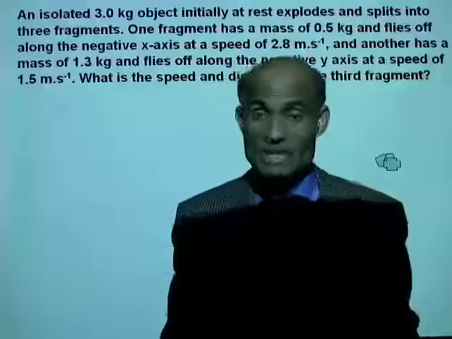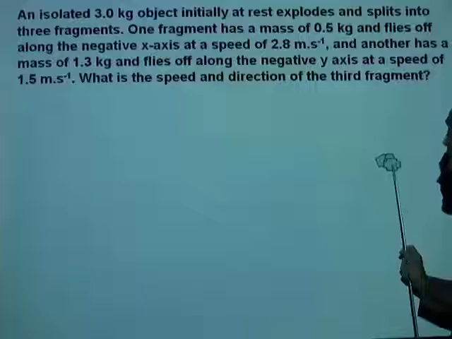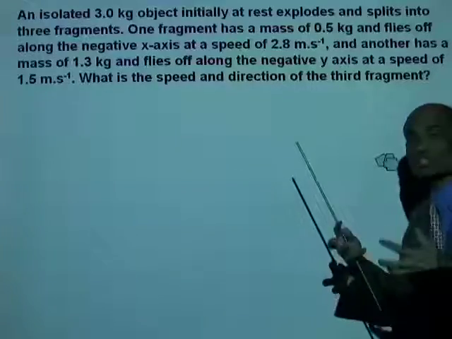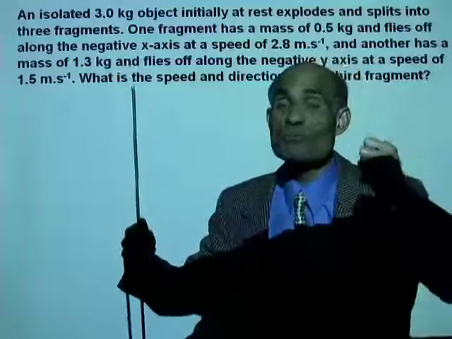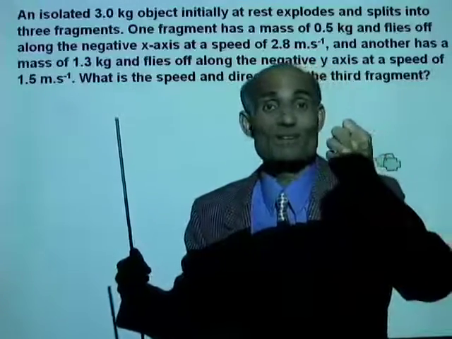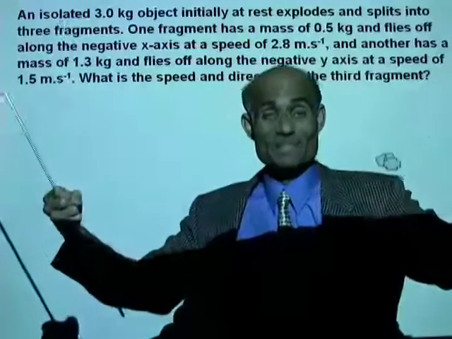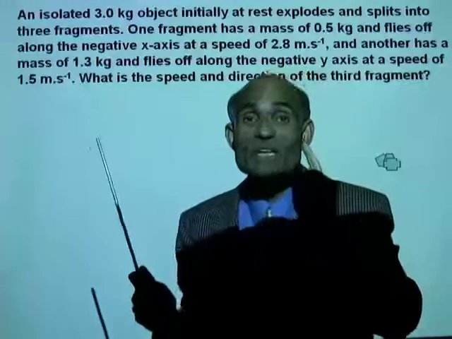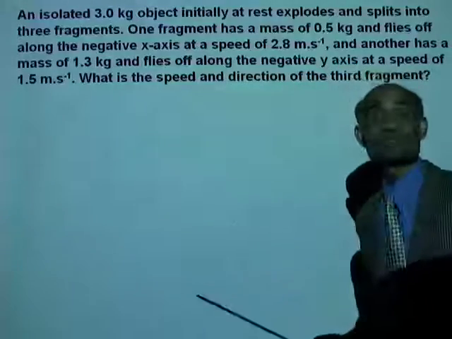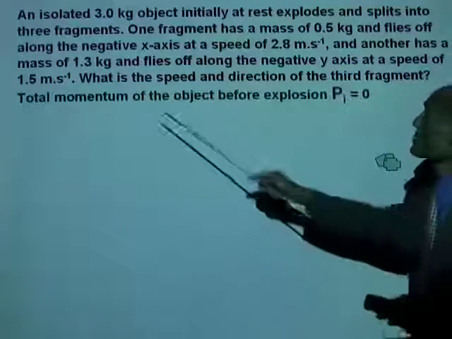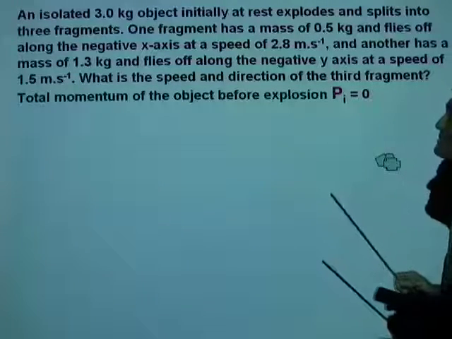Well, this is the situation here. We have an object that explodes into 3 pieces. What is the total momentum of the object before exploding? 0. That means the total momentum of the 3 pieces, when you add, must be equal to 0. That is the principle we are going to use in solving this problem. Total momentum of the object before explosion, Pi, equals 0.